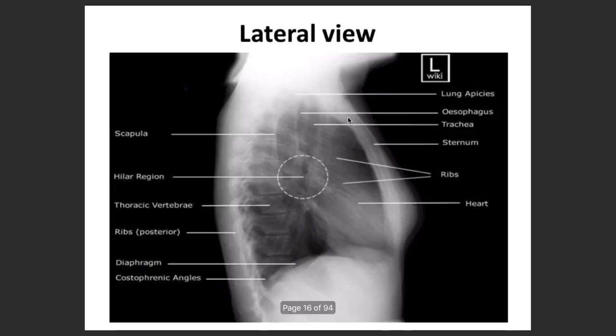After going through the AP, this is another beautiful image taken from Wikipedia. When you look at the lateral view, you can notice the scapula, the hilar region, of course the thoracic vertebrae, the ribs, the diaphragm, and costophrenic angles. Of course, you can see the vertebrae and the intervertebral disc space as well. But being cardiologists or physicians, we have to focus on other things. We can leave those things to the orthopedicians and the neurosurgeons, right? So we can see the ribs, and also the heart.